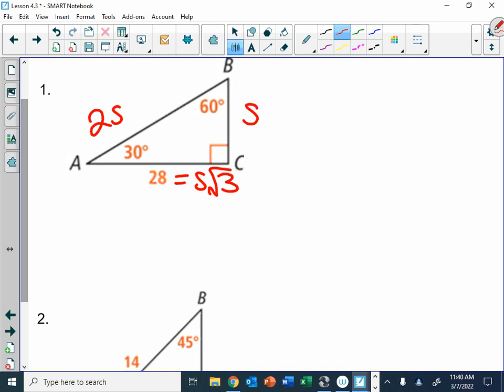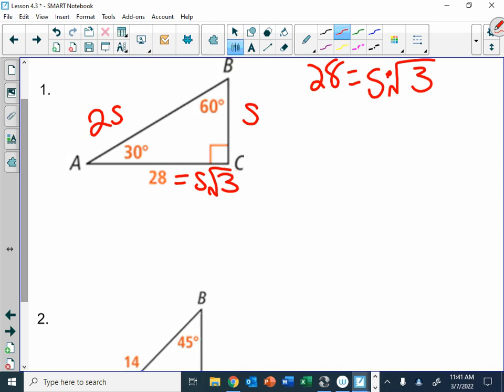Okay, so here's what we're going to do. This is an equation, right? 28 equals S square root of 3. Okay, go ahead and write that out. 28 is S square root of 3. What is the operation happening here between S and square root of 3? Addition, subtraction, multiplication, division. What's currently happening? Multiplication. S times square root of 3.